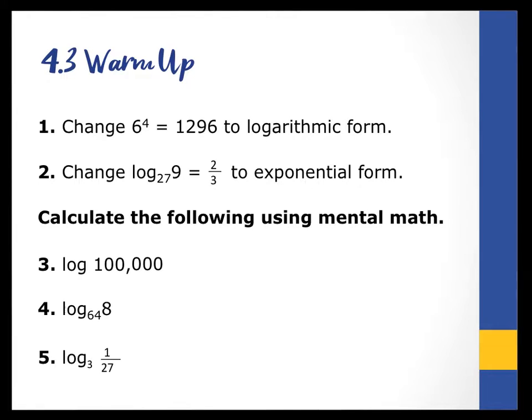So on Friday, we talked about how to get from log form into exponential and exponential into log form. And then from there, how you can simplify these expressions using some simple mental math. All right, so number 1 says change 6 to the 4th equals 1,296 into log form. So who can tell me what they got for that?